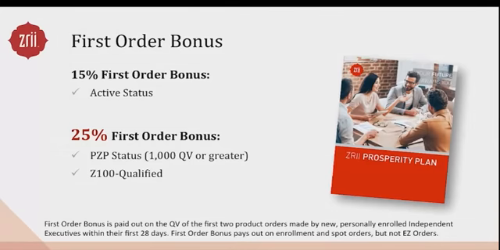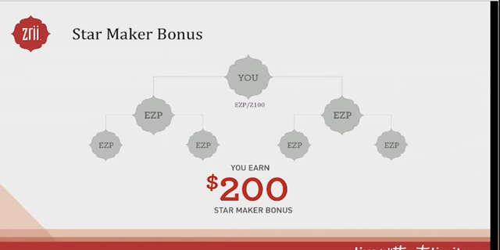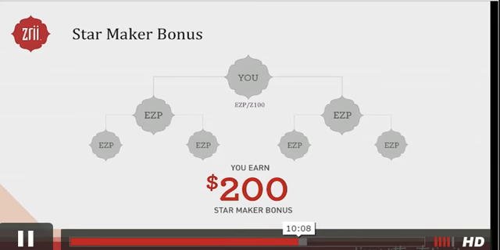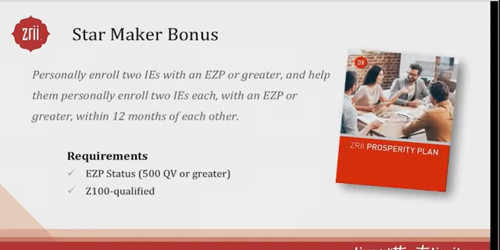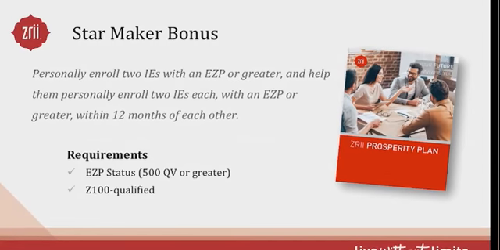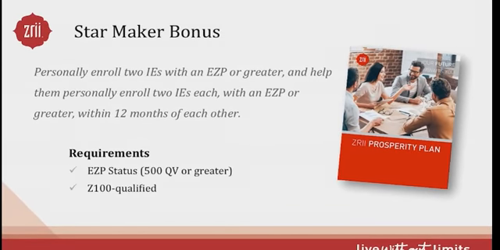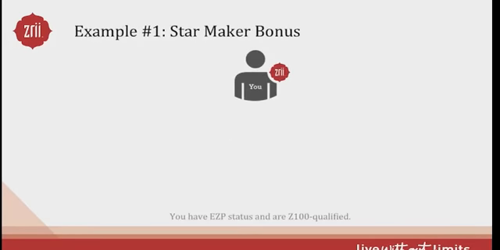And you earn $200. This is in addition to any star bonus, first order bonus, or team commissions you already receive. Remember, to earn the Star Maker bonus, you must have purchased an EZP or greater upon enrollment, or attained EZP status by purchasing at least 500 QV of Zrii products within your first 28 days, and you must also be Z100 qualified. Let's take a look at our two examples again to see how this works.